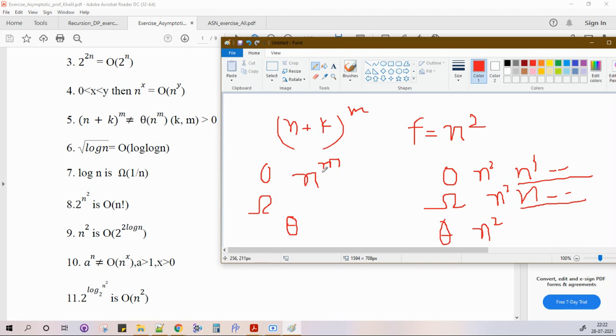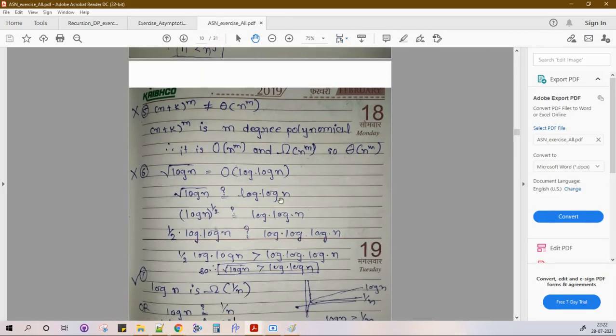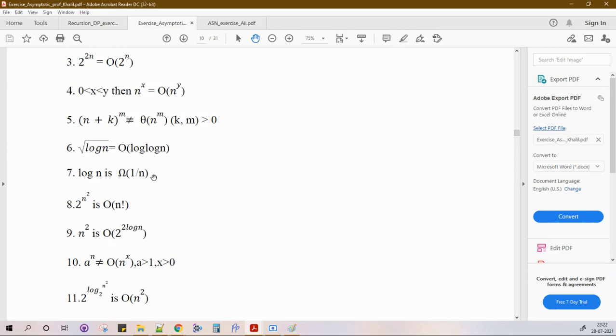So this is an n to the power m degree polynomial, n plus k to the power m, so it is theta of n to the power m, and they are saying not equal to, that means the fifth statement is false, correct? Because it is equal to theta of n to the power m. So the fifth should be false. Yes, m degree polynomial. Perfect.